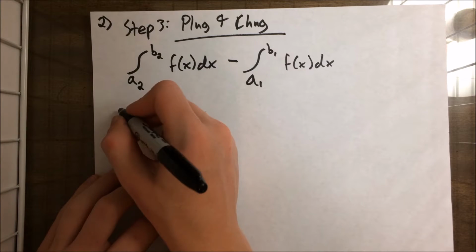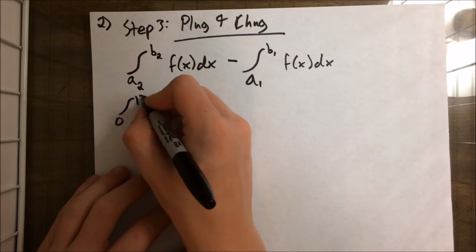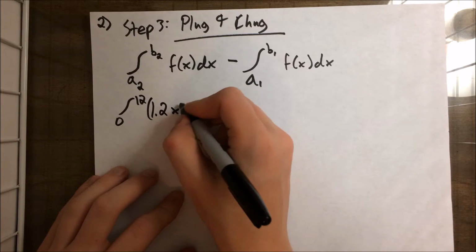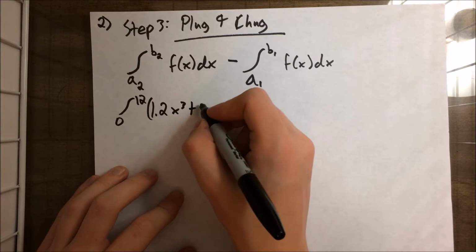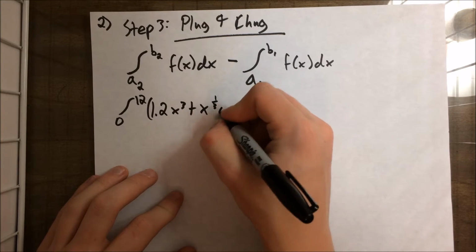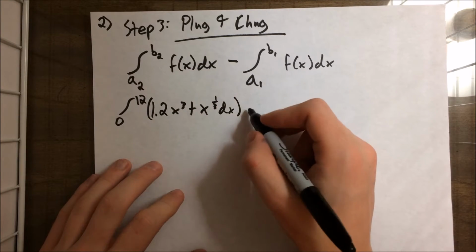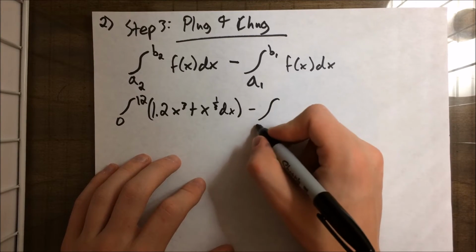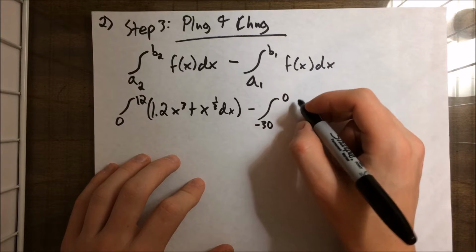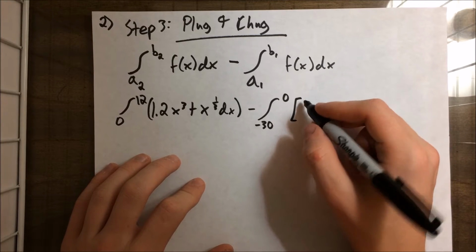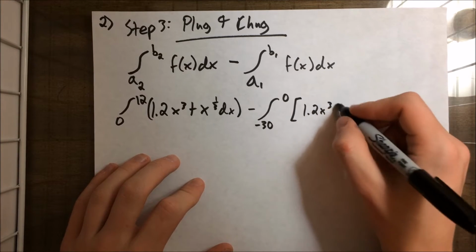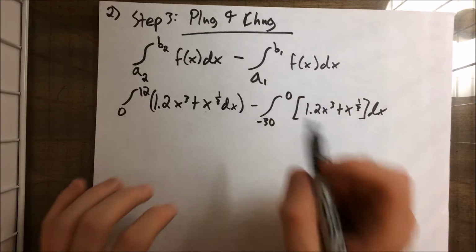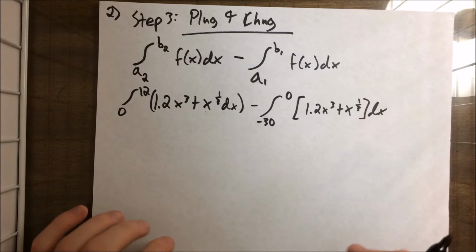Okay, so then let's go ahead and plug in. So we have 0 to 12 of 1.2 x cubed plus x to the 1/3 dx. And then minus the integral from negative 30 to 0 of 1.2 x cubed plus x to the 1/3 dx. That should have been outside the parentheses, but it's not a big deal.